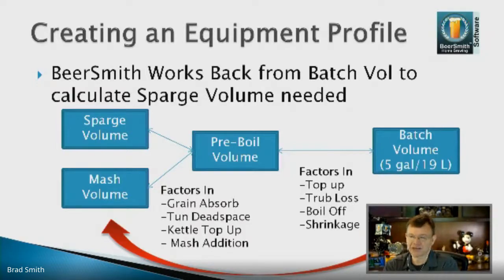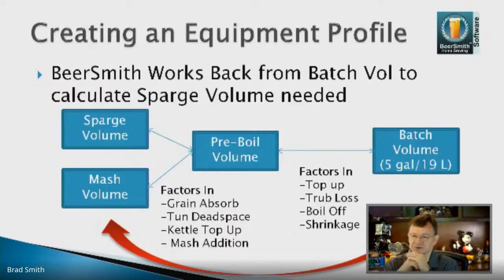From there, it works backwards to calculate your pre-boil volume, factoring in things like what your boil off was, shrinkage. There's actually some volumetric shrinkage that happens when you cool the wort down. There's trub losses, of course, which happen in the kettle after you boil. And then some people use top-up water, particularly extract brewers usually top up and add water after the boil. So those are all numbers you can put into the system and then work backwards to your pre-boil volume.